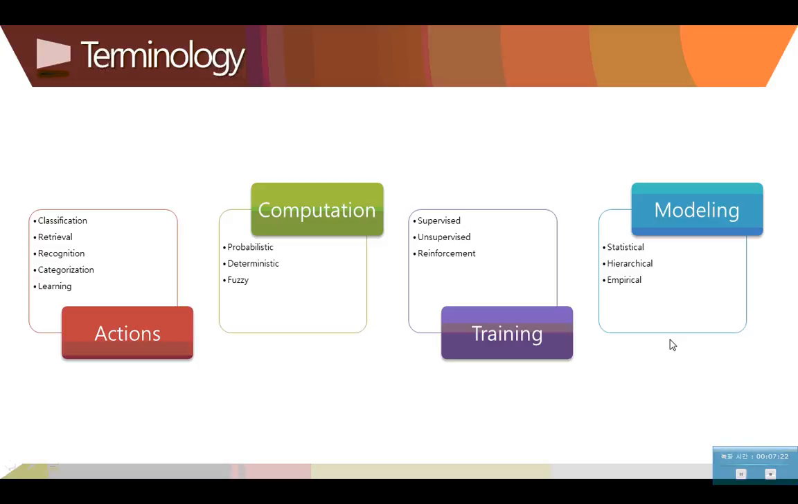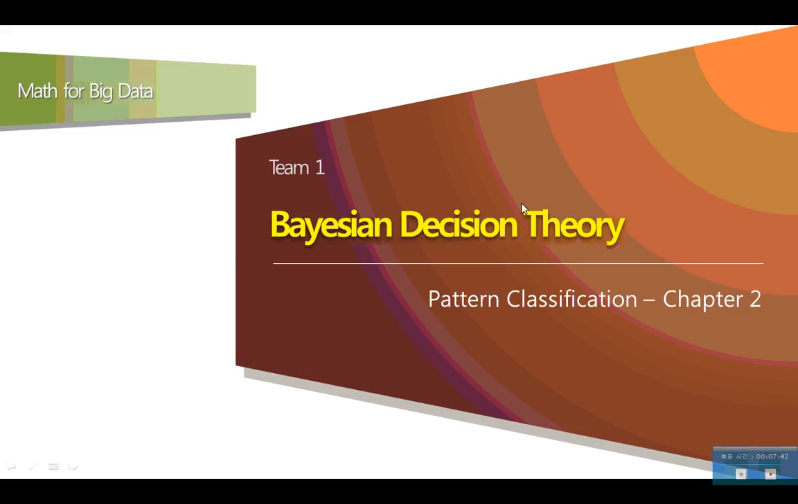This can be based on statistics, or based on our empirical knowledge, or it can be hierarchical. So we can define what we need to model. For example, if I need to model a face, I can say the face is basically a round shape and has two eyes, one nose and one mouth. This is called the hierarchical representation. So this is just a very broad terminology, and this is the introduction to the textbook. The first chapter of the textbook talks about Bayesian decision theory.